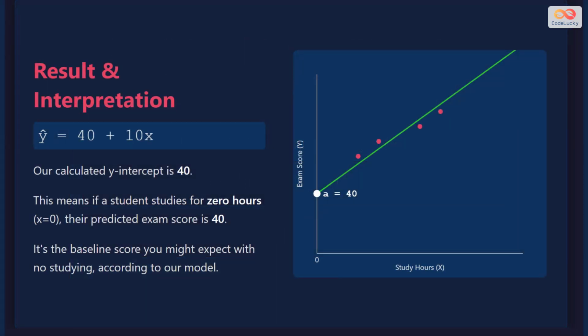So, what does this result mean? Our final regression equation is y hat equals 40 plus 10 times x. The y-intercept of 40 tells us the predicted exam score if a student studies for 0 hours. It's the starting point, or baseline value, predicted by our model.